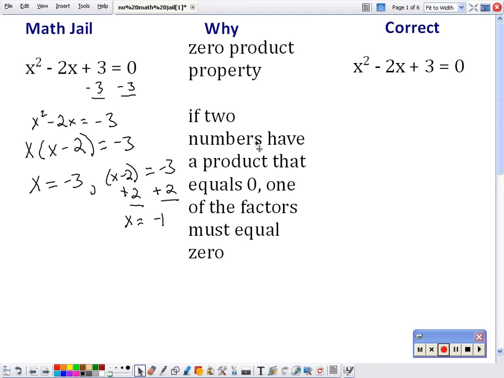Well, because of the zero product property. If two numbers have a product that equals 0, one of the factors has to equal 0. There is no such thing as the negative 3 product property. There is no such thing as the 5 product property. There is no property that says if I have two numbers multiplying together, they have to equal negative 3. However, if I have two quantities multiplying together and they equal 0, then I know one of them must be 0. You must set the equation equal to 0 if you plan to factor it and set each factor equal to something. It must be set equal to 0.